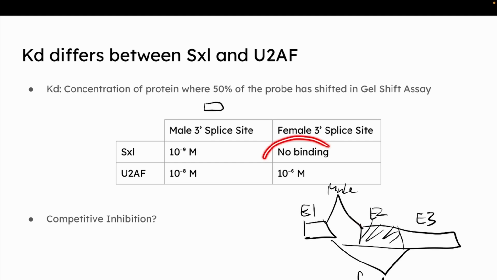You see that at the female splice site, there's no binding of Sex lethal, which should make sense, right? Because Sex lethal represses splicing here, not here. It represses it here, right?